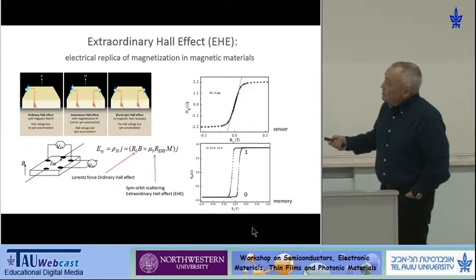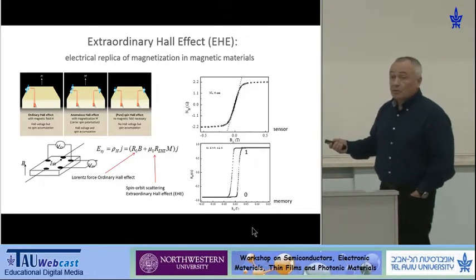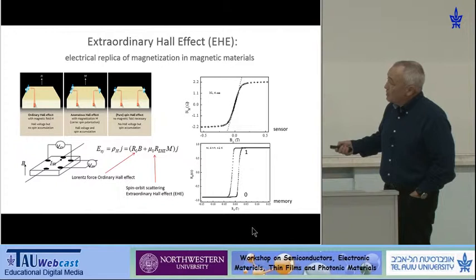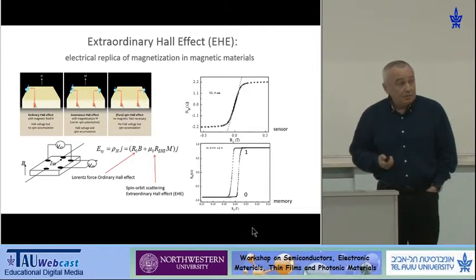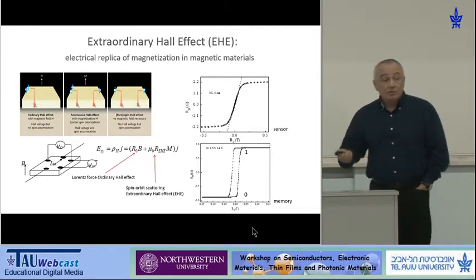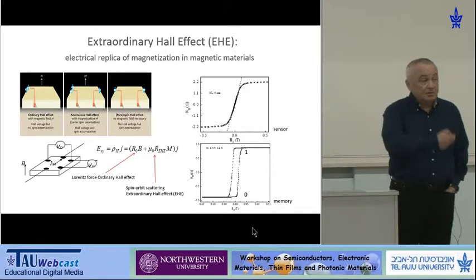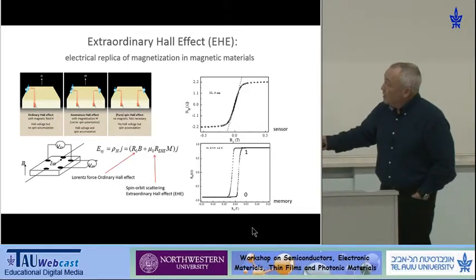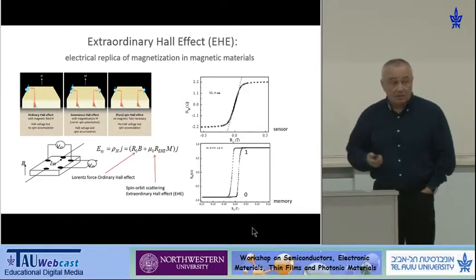What you see here is, let's say, the idea of the ordinary Hall effect. The ordinary Hall effect means that we have a film, we push the current along the film, we apply magnetic field perpendicular to the film, and then there is Lorentz force, and it diverts the trajectories of all the electrons, never mind whether the spin is up or spin is down.